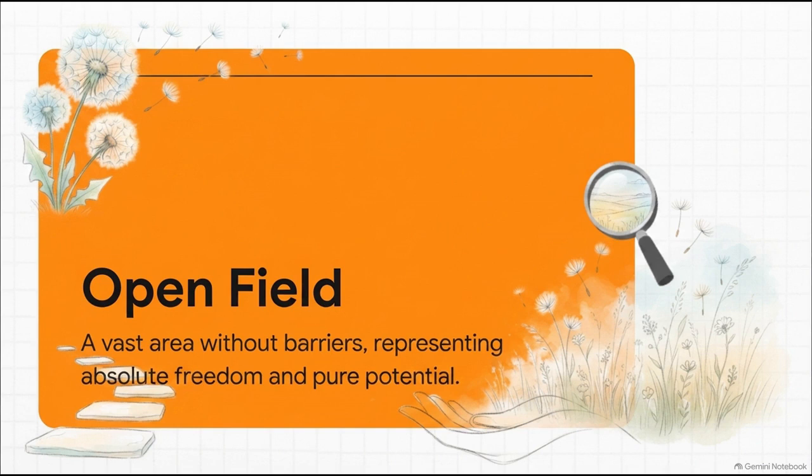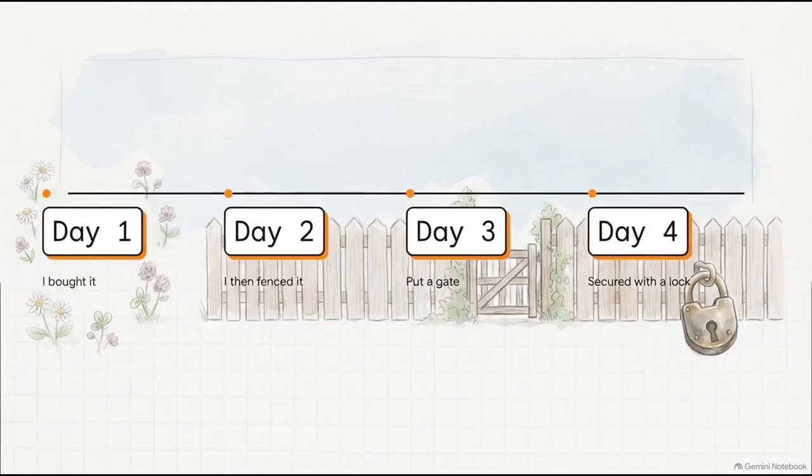Think about an open field in its natural state. It doesn't reject anything at all. Anyone can just walk across it. The wind blows right through it. There are zero barriers to entry. It is literally the very definition of accessibility. I want you to keep this baseline in your mind because understanding this initial pure state of freedom is absolutely crucial to grasping the true weight of what the narrator does next. Because then, things start to change.